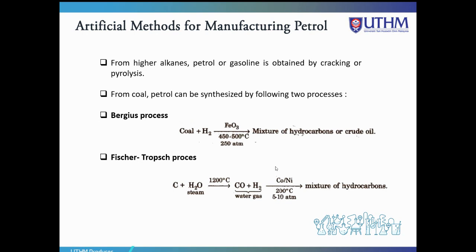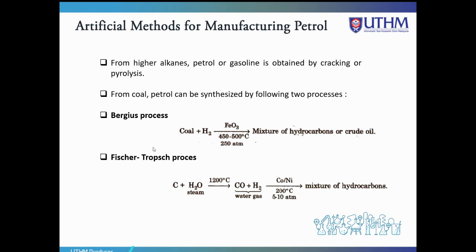Petroleum can be produced artificially using these methods. From higher alkane, petrol or gasoline is obtained by cracking or pyrolysis. From coal, petrol can be synthesized by the following two processes. The first process is the Bergius process. Coal reacts with hydrogen at a temperature of 450 to 500 degrees Celsius at a pressure of 250, producing a mixture of hydrocarbon or crude oil.